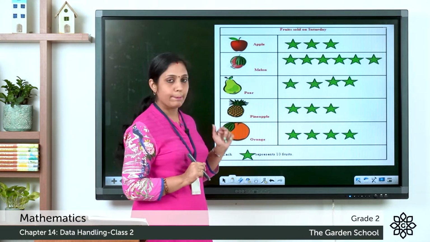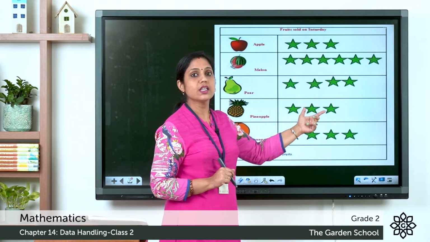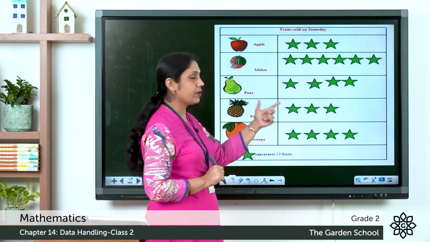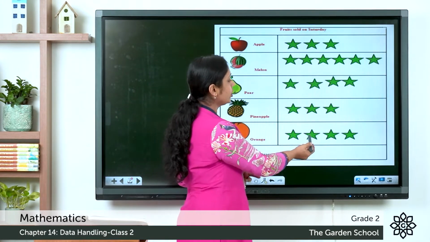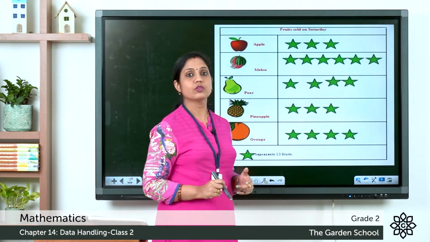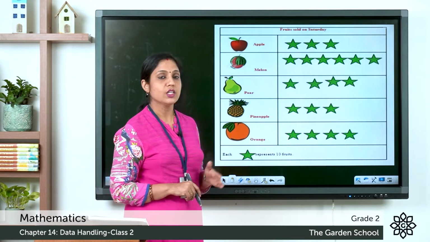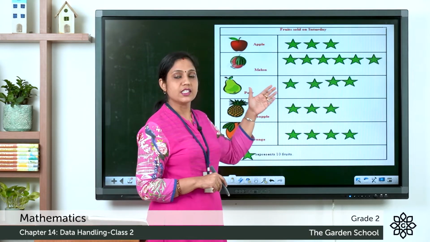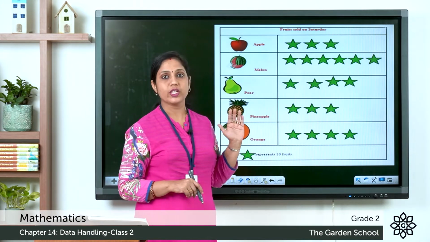And the next is pineapple. You can see 3 stars. So 10 into 3 means 30. So 30 pineapples were sold. And the last one, orange, you can see 1, 2, 3, 4. So 4 stars, that means 40 oranges were sold on Saturday. So here instead of numbers, the stars are used to show how many fruits were sold.